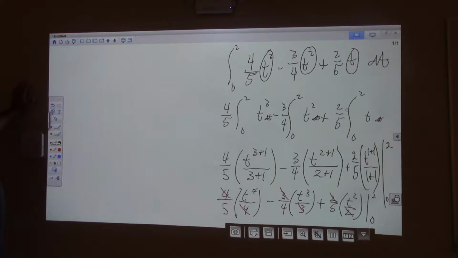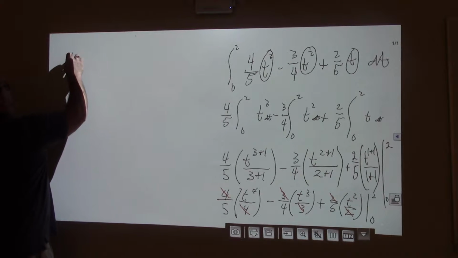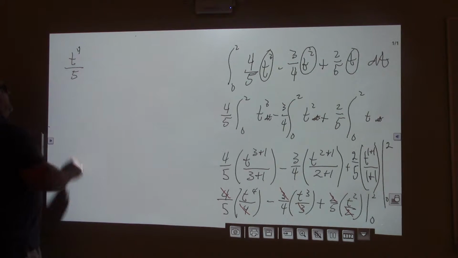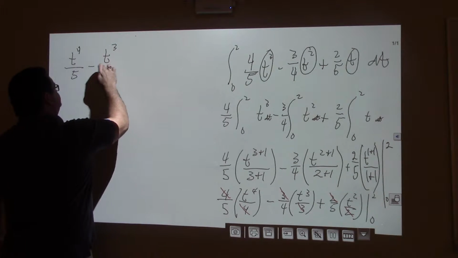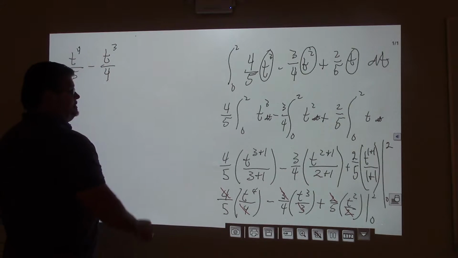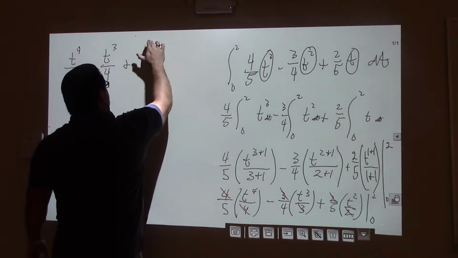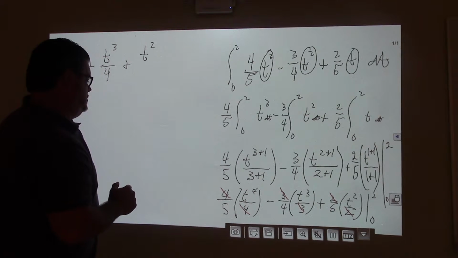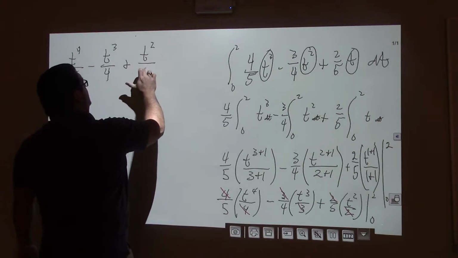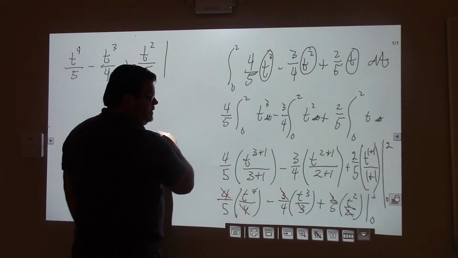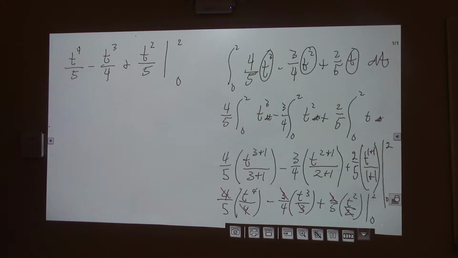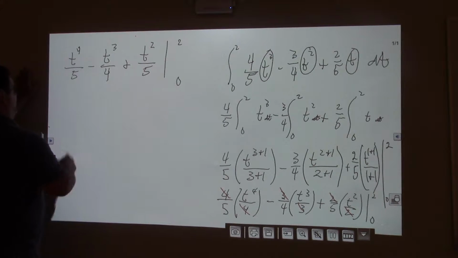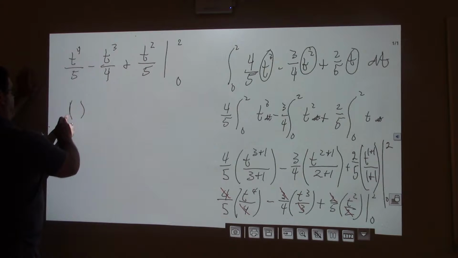So that's going to give us t to the 4th over 5 minus t to the third over 4 plus t to the second over 5. And that's evaluated at 0 and 2. Now what does the 0 do? It's going to cancel the whole thing out, so you don't have to put 0 in. Right? So, parentheses, I like that parenthesis.